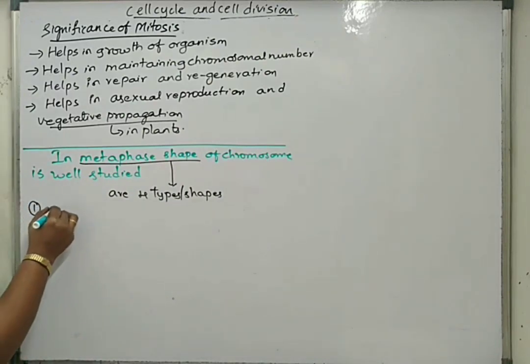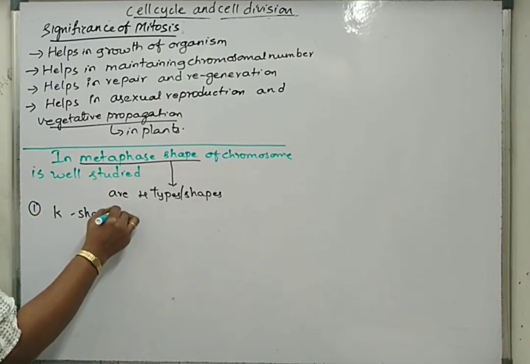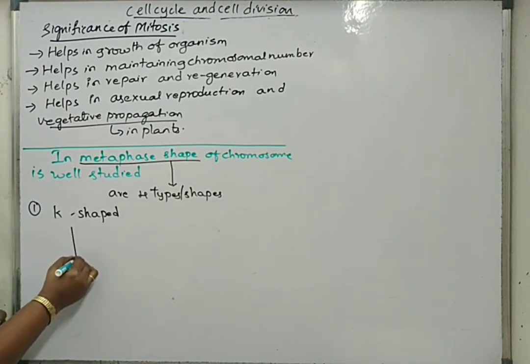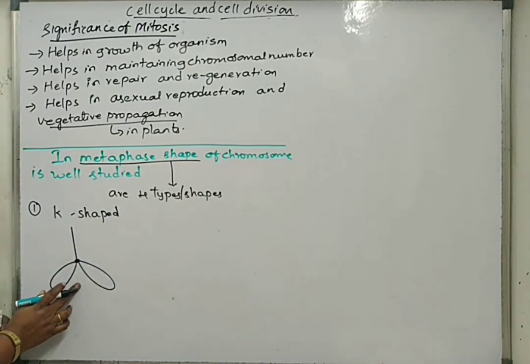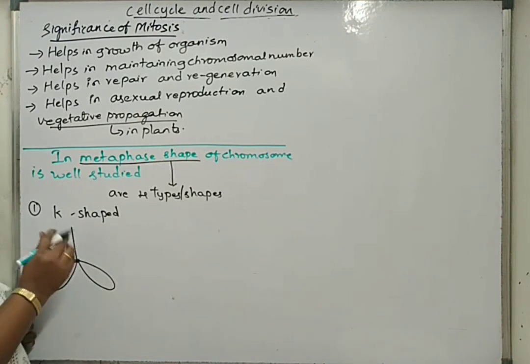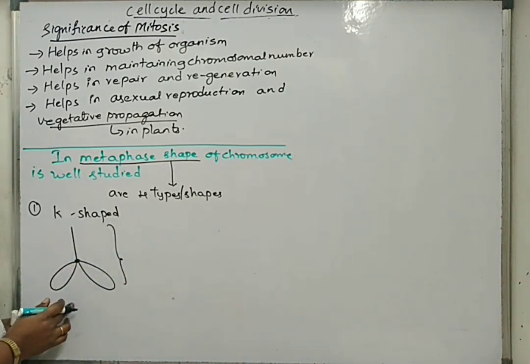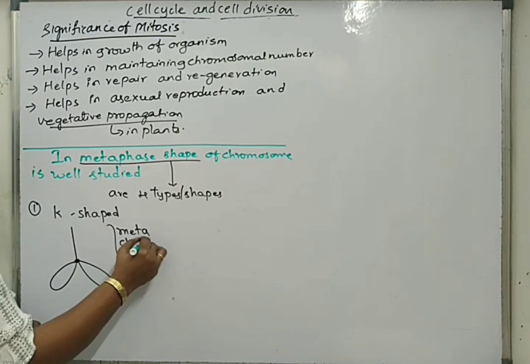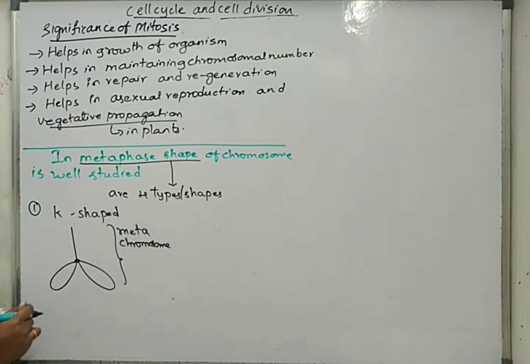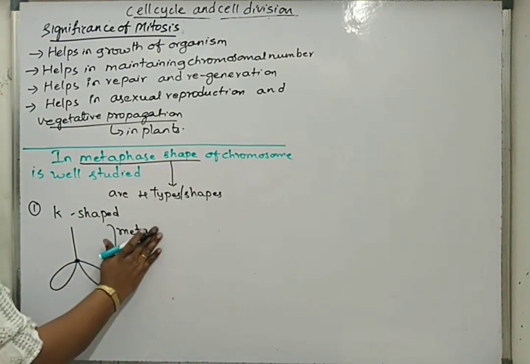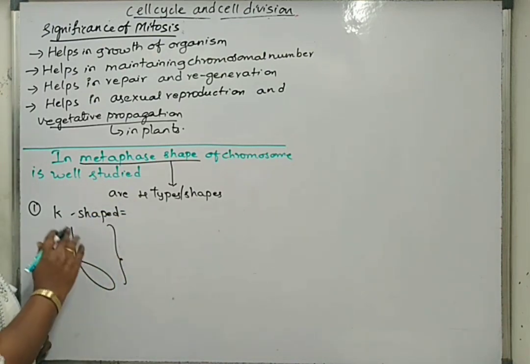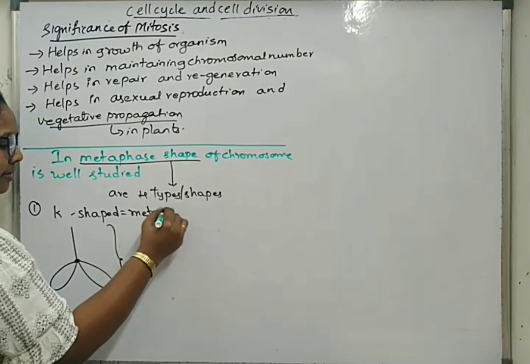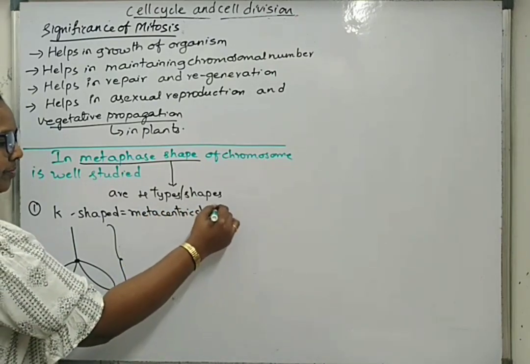What are those? First one, K shape. Here, one spindle fiber is attached to the centromere, one arm and other arm. So, it appears as a K shape. And what is the other term for this K-shaped chromosome? It is called metacentric chromosome.